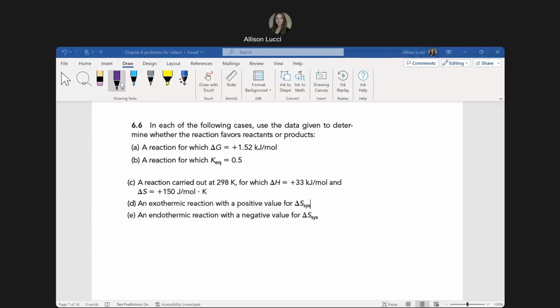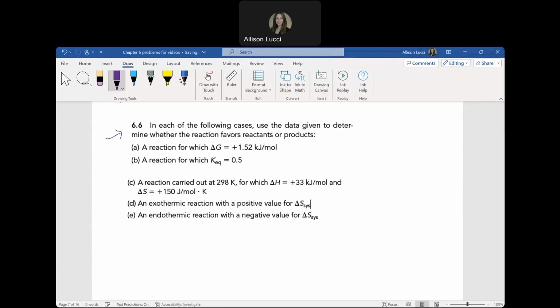Let's take a look now at question 6.6 from our textbook. We're given some data to determine whether or not our reaction will favor reactants or products. So let's take a look at case A here.